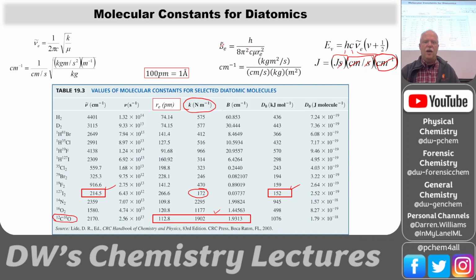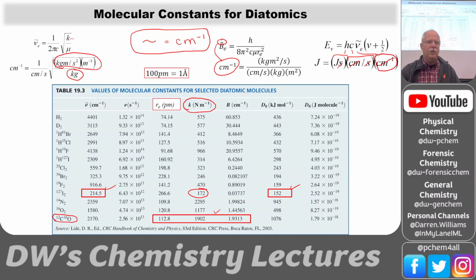Here's the unit analysis on the rotational constant. Notice anytime I have this little tilde on top, that's an indicator that my units are in wave numbers. Okay, so tilde equals wave numbers. And then here's the unit analysis of the vibrational frequency. Okay, so the mass is kilograms, but the one that's crazy is this one on top here, this force constant. So this one has some crazy units, and so let's look at those.